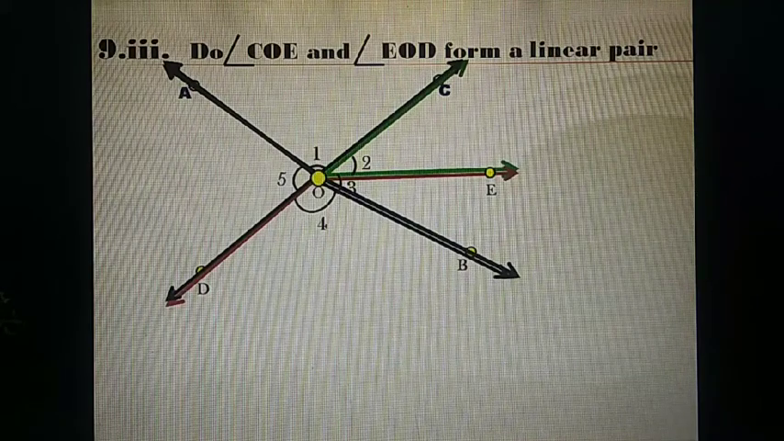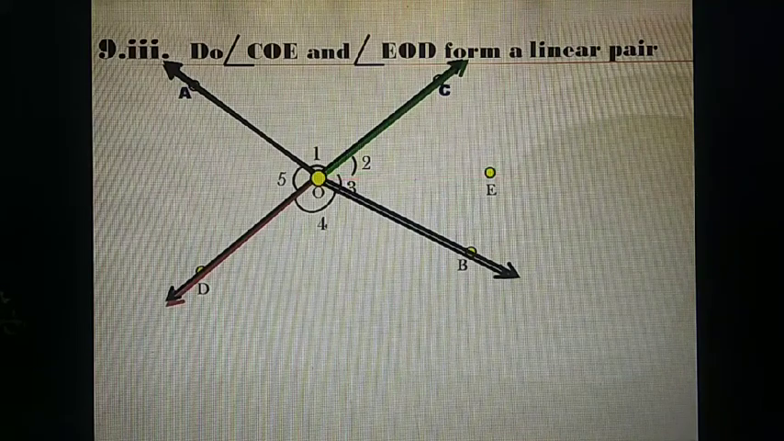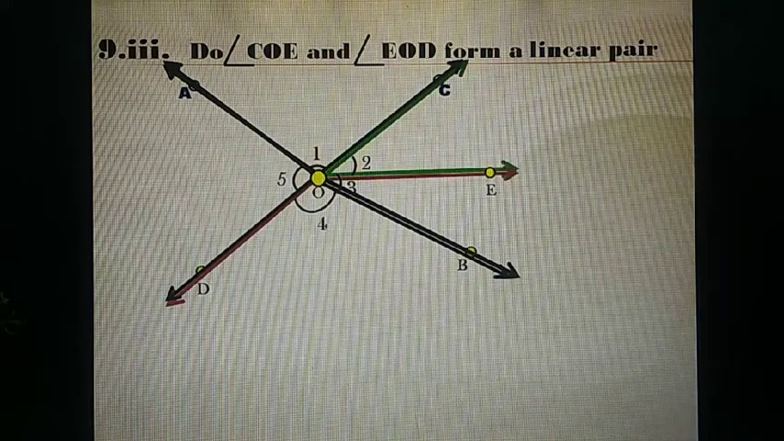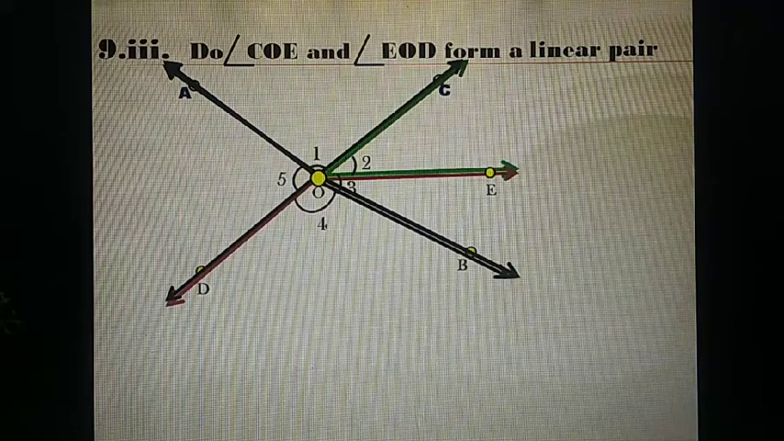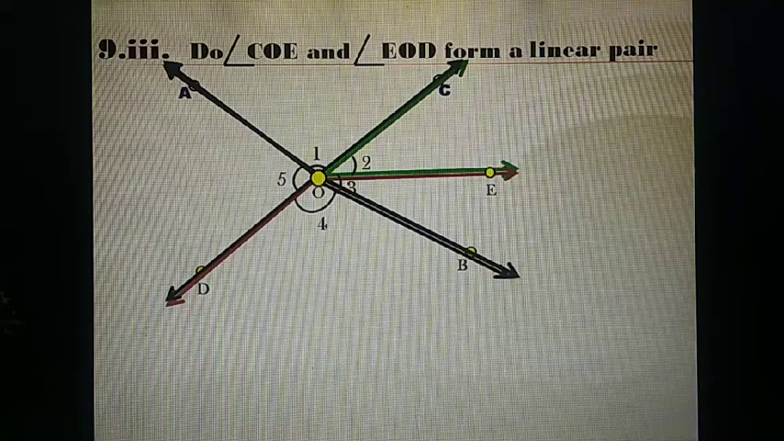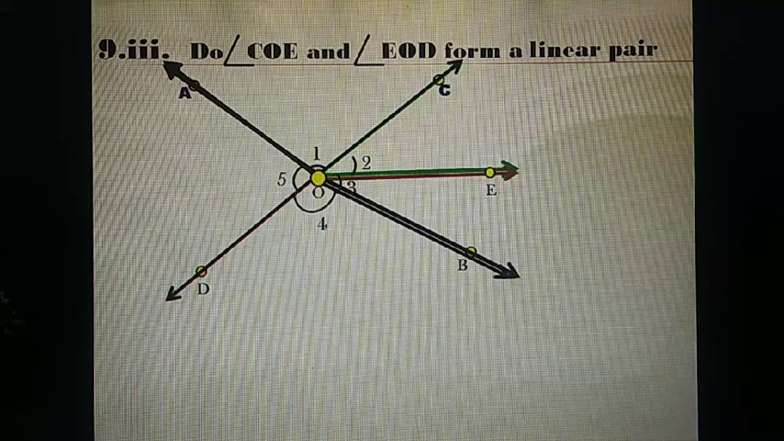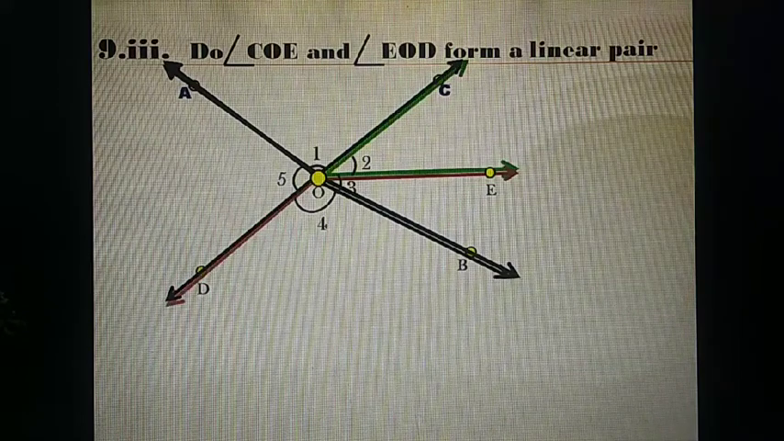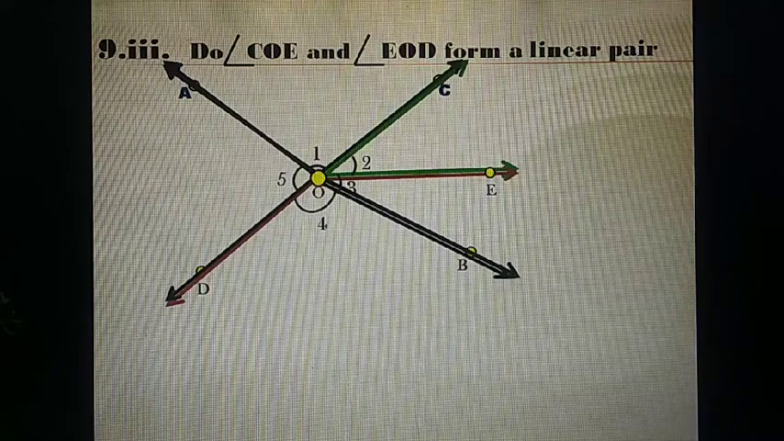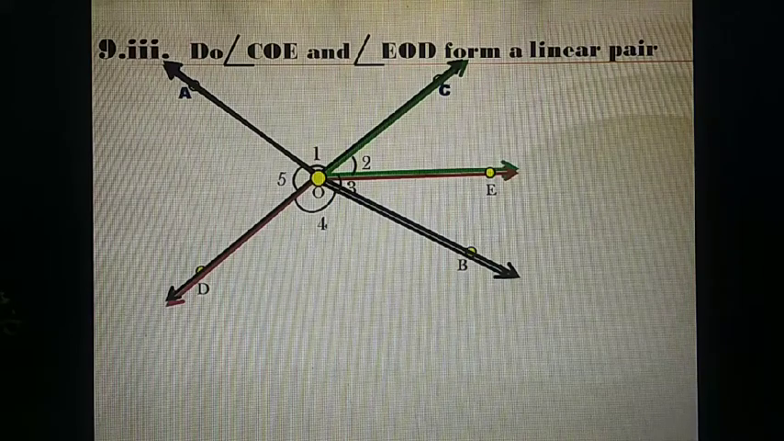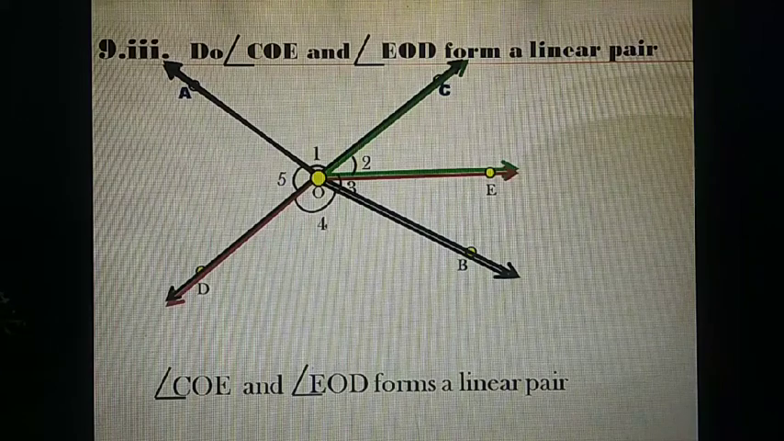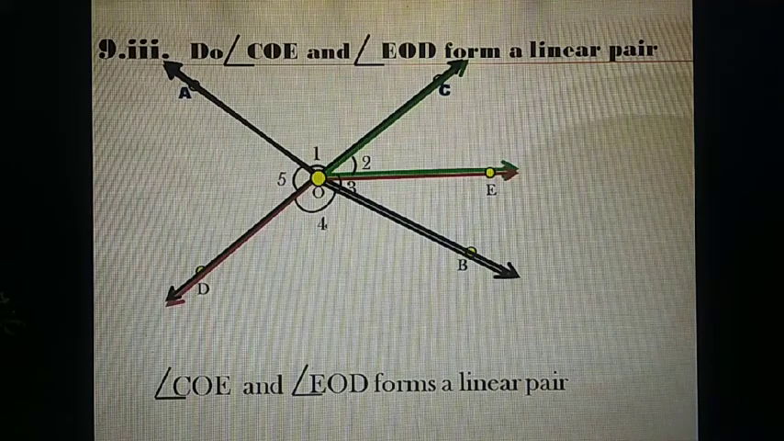Yes, there is a common vertex. So, common arm. Yes, OE is the common arm. Both the colors are there. Now the non-common arms should be opposite rays or should form a straight line. Yes, here you can see OC and OD is forming a straight line and they are the opposite rays. So yes, both the angles are forming a linear pair.